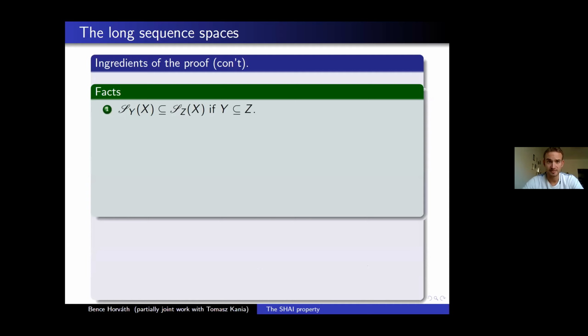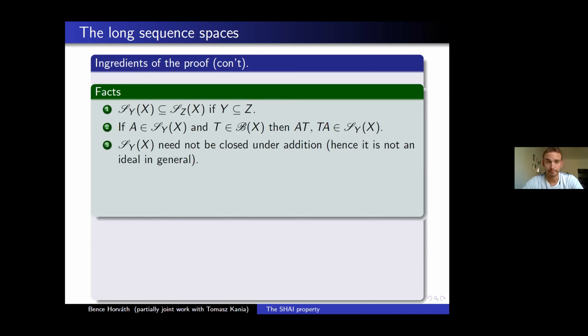Some simple facts. This set increases if you consider increasing Banach spaces Y and Z, and also it's closed under multiplication by elements of B of X. So if A is a Y singular operator and T is just any bounded linear operator, then both AT and TA are Y singular operators. However, in general, this is not closed under addition. So in general, this set is not an ideal.